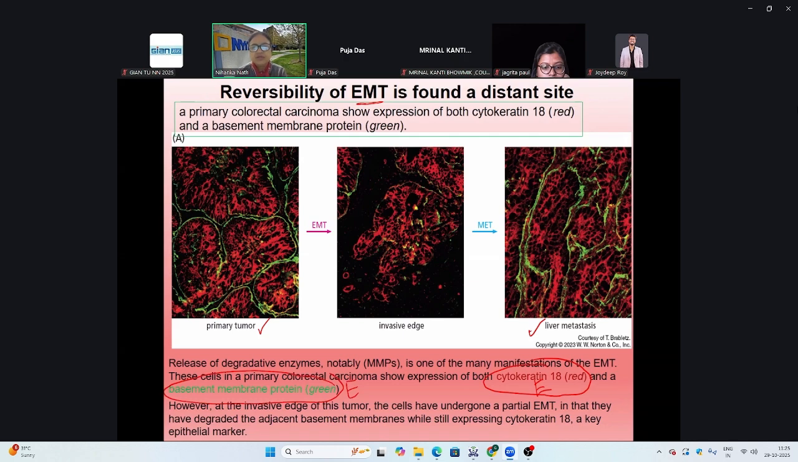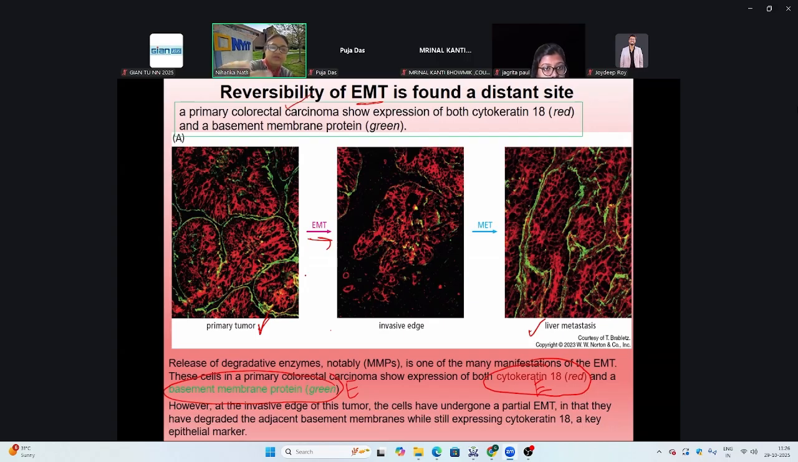So the hypothesis here is that if there is a primary colorectal cancer, so this is a patient, and the patient's tumor was taken and then stained by fluorescence dyes. The hypothesis is that in order for this primary tumor to travel by EMT to another tissue, it should not have any more keratin, and it should not have the basement membrane because it's breaking down the basement membrane.